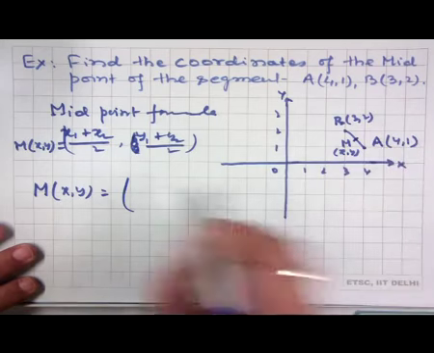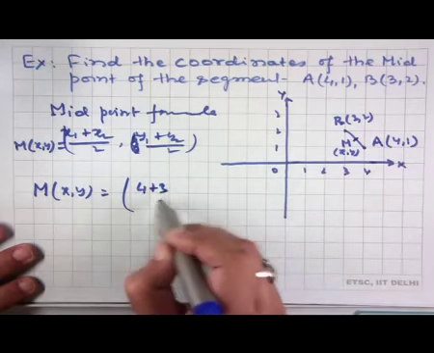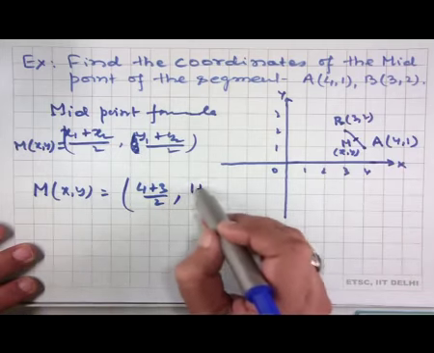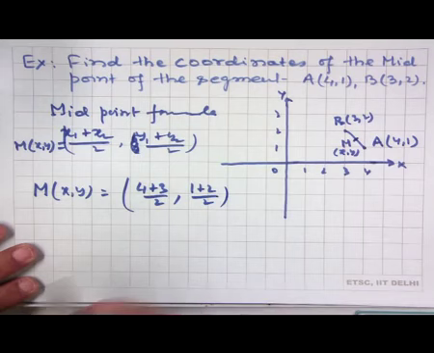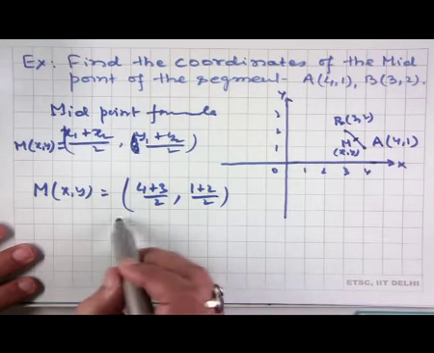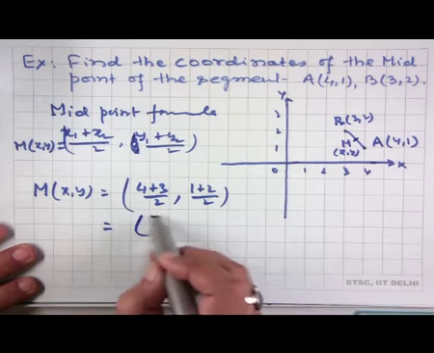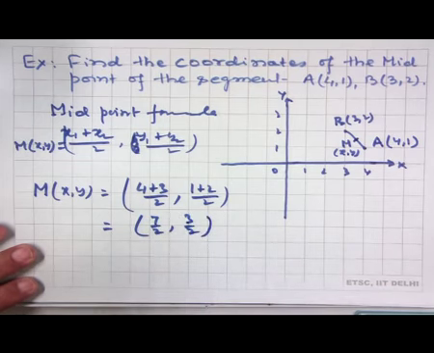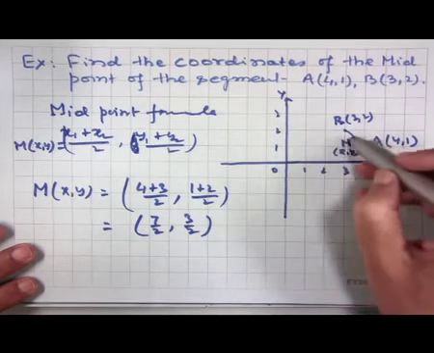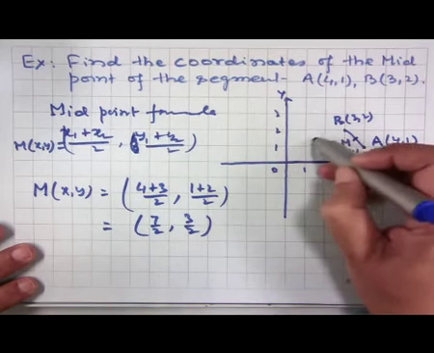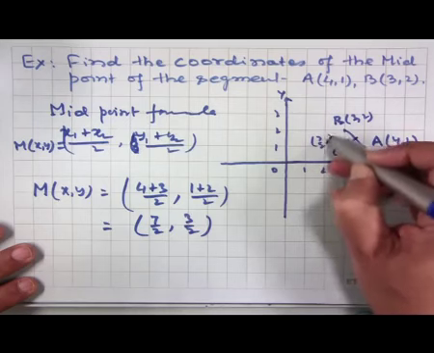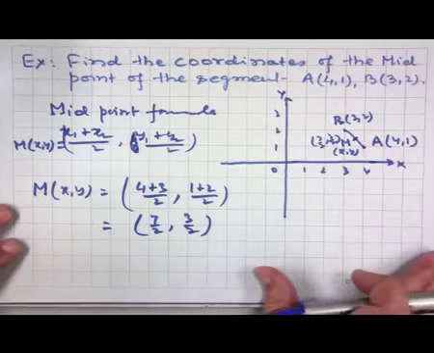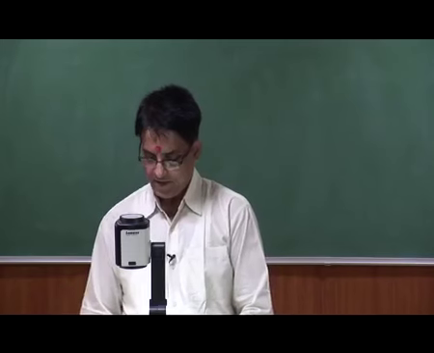(x1 plus x2), that is 4 plus 3, by 2 and (1 plus 2) by 2. Means 7 by 2 and 3 by 2. It means the coordinate of this M is 7 by 2 and 3 by 2. So in this way we can find the midpoint of any given line segment.